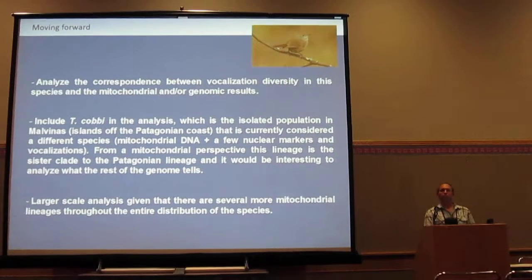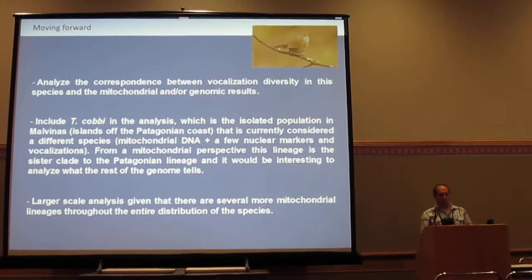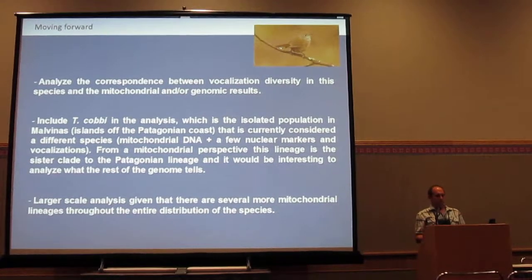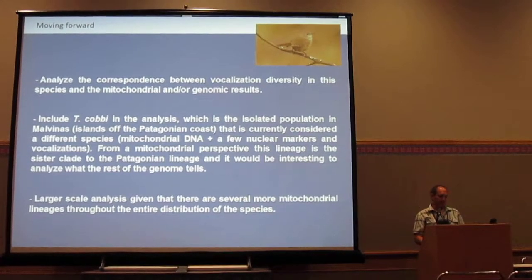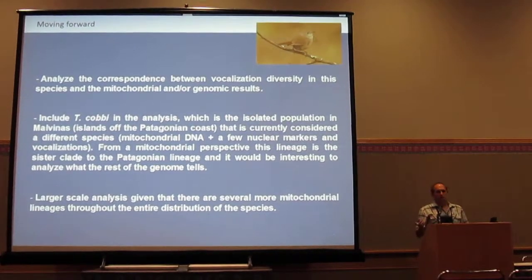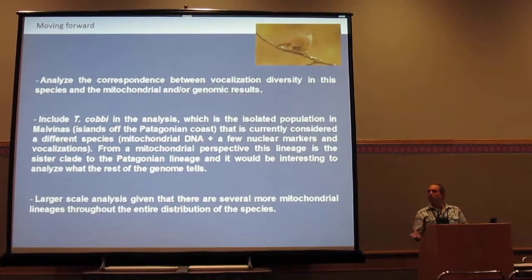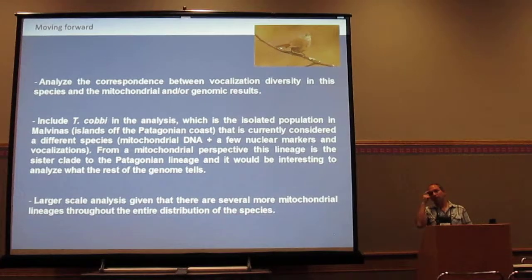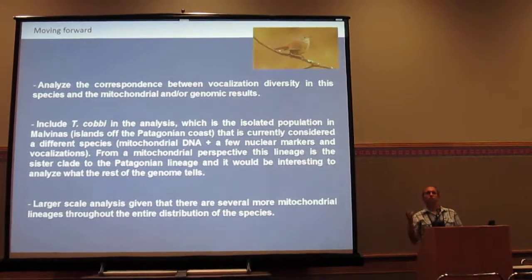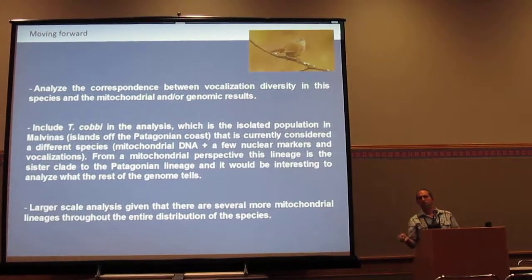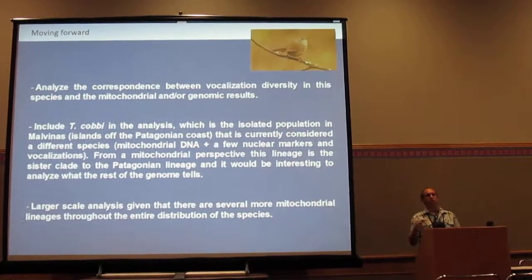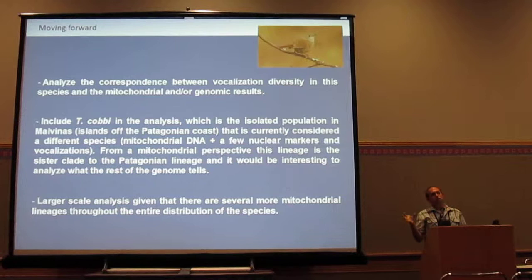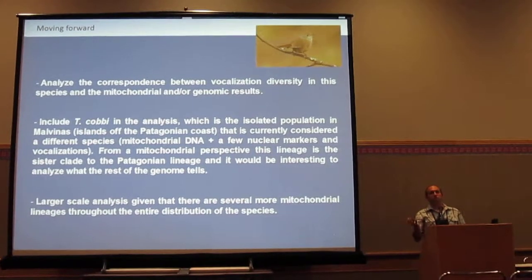And just to note we are moving forward with this, there are a few things that we still want to do. One of them is to analyze the correspondence between vocalizations and the diversity in the species that we found both in the mitochondrial DNA and the genomic results. Another thing that we want to do is include Trochleurites gobi in the study. This is a population that is in the Malvinas Islands off the Patagonian coast. It is now considered a separate species based on mitochondrial data, a few nuclear markers and vocalizations. But we want to know what happens when we consider genomic DNA as a whole, particularly because the mitochondria suggest that it's the sister lineage to the Patagonian clade, but we want to know what happens when we consider more information.